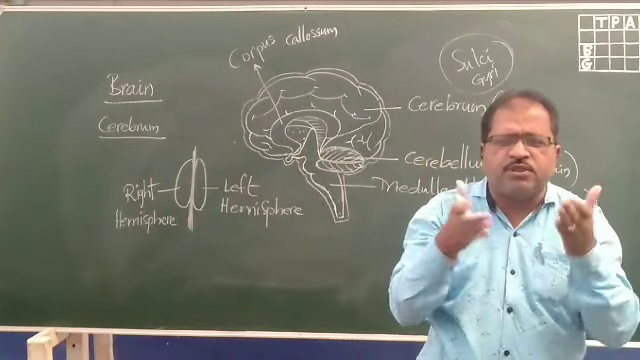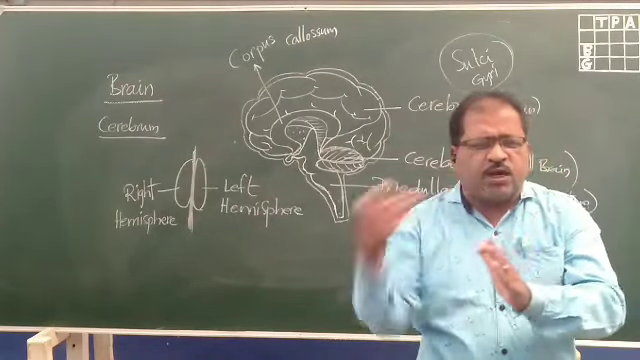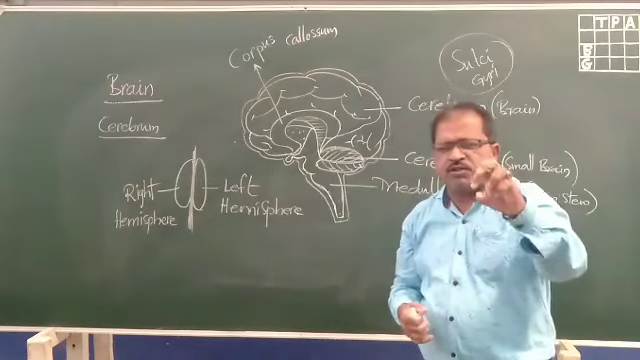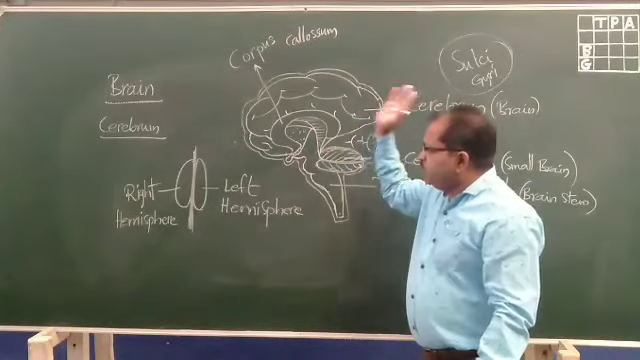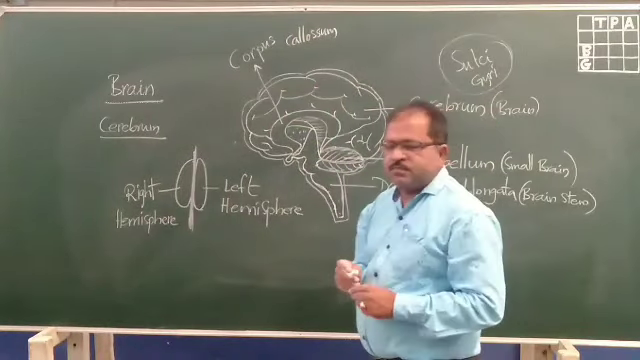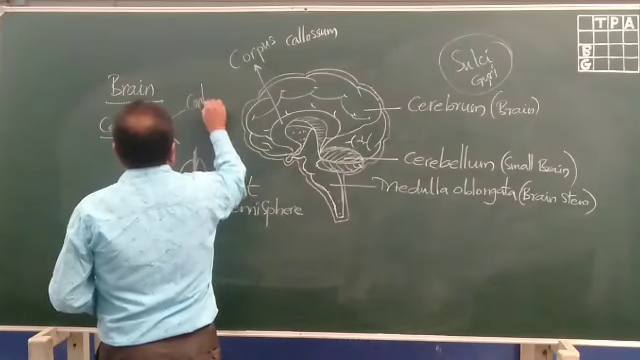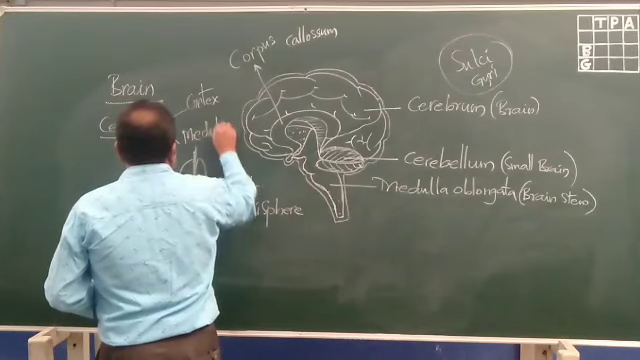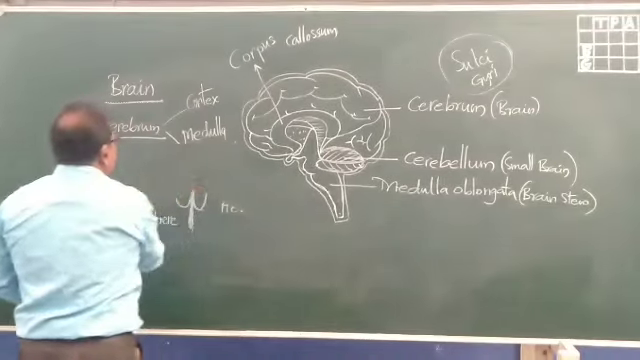Also, the function of this corpus callosum is that it is a relay center, conveying the messages from the left side to the right side and from the right to the left side of the hemispheres. That is the major function of the corpus callosum. Okay, and the cerebrum has two major parts. The outer part is called the cortex, and the inner part is called the medulla.